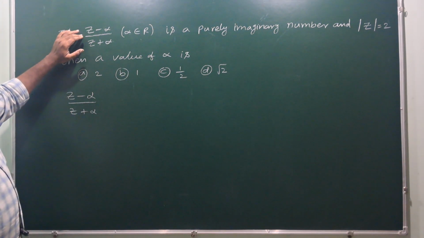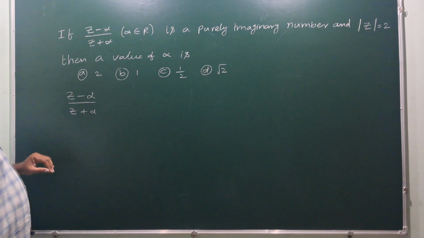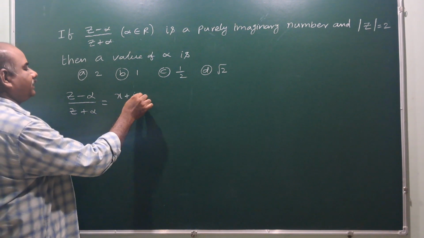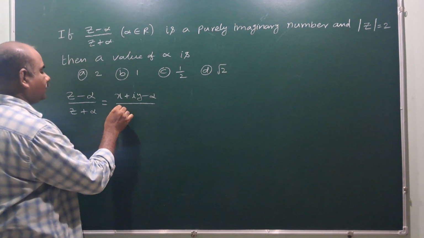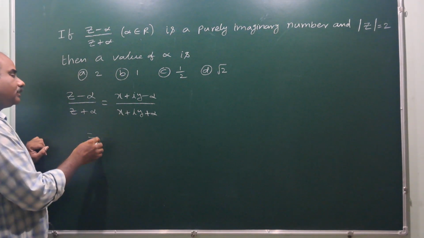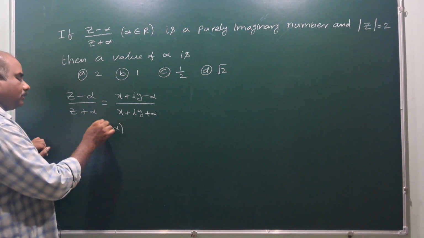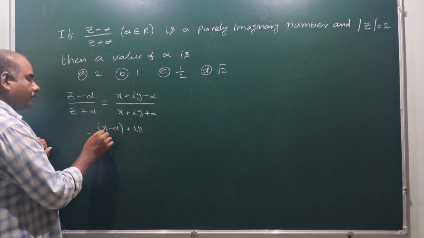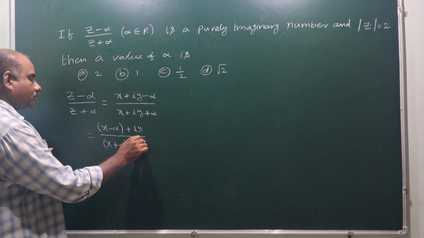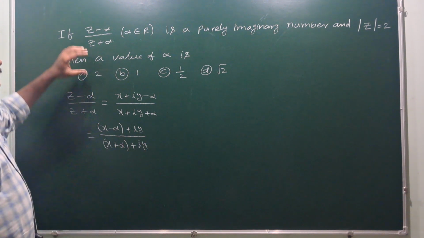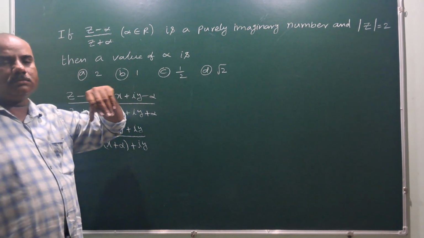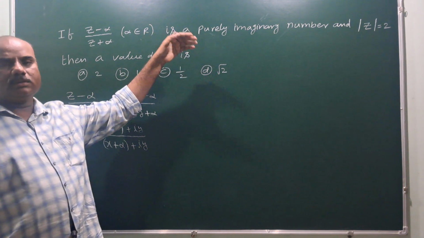So let us take our complex number (z minus alpha) by (z plus alpha). Let us substitute x plus iy instead of z: (x plus iy minus alpha) by (x plus iy plus alpha). Now separate the real and imaginary parts: (x minus alpha plus iy) by (x plus alpha plus iy). Given our complex number is purely imaginary, that means the real part is 0. Purely imaginary means there is no real part.